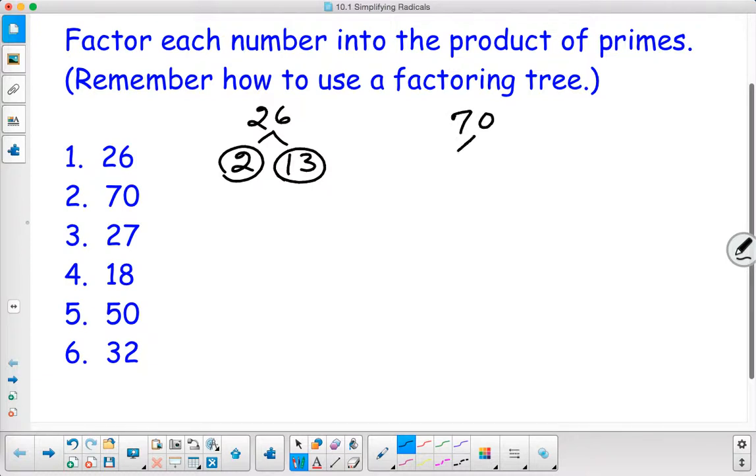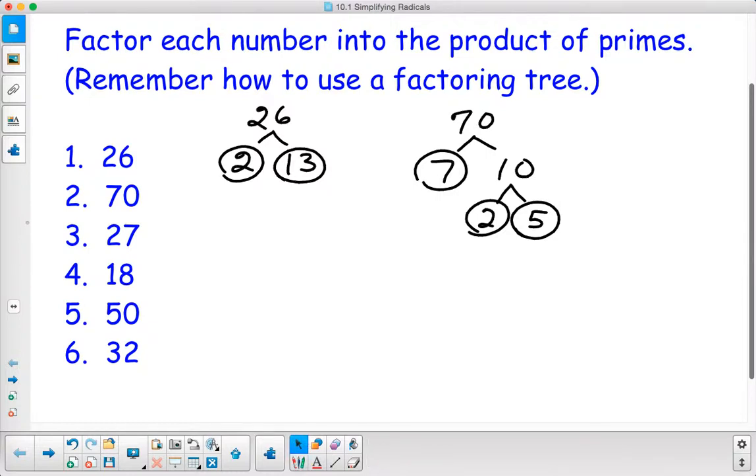Now with 70, I'm going to go 7 times 10, 7's prime, 10 isn't, so you can factor further. 2 times 5, both of those are prime. That's as far as you go with 70. Now keep going with the other 4 problems, and then turn this back on and see if you got them factored correctly. So press pause.